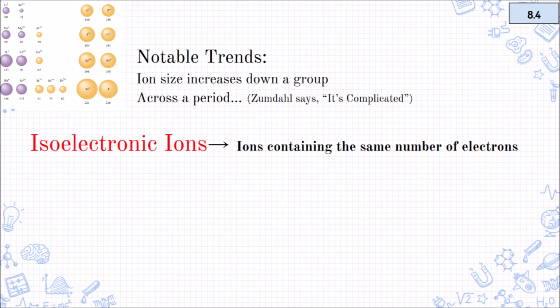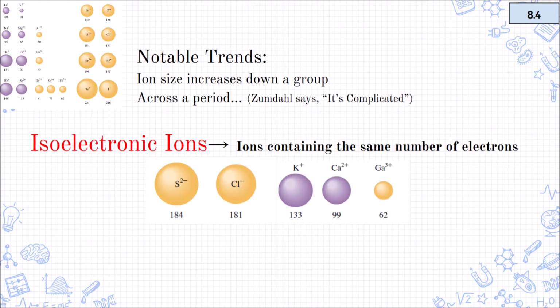Here's a very important trend. It's on isoelectronic ions, ions that contain the same number of valence electrons. Here we have 5 ions: sulfur, chlorine, potassium, calcium, and gallium. All 5 of them have the valence electron configuration of the noble gas argon.